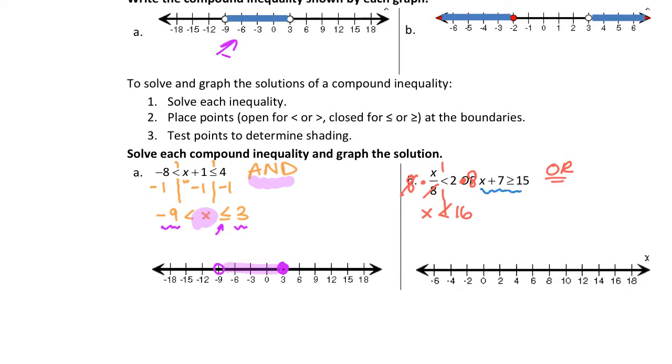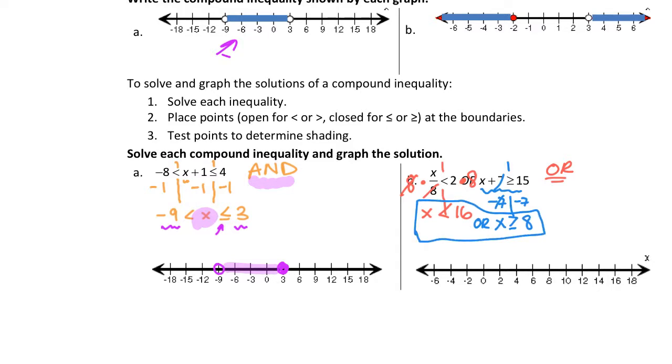Next, I want to solve this one. Draw my line down the inequality, subtract 7 from both sides, and I get x is greater than or equal to 8. Technically, I should put an or back between those two, and that's my final answer.